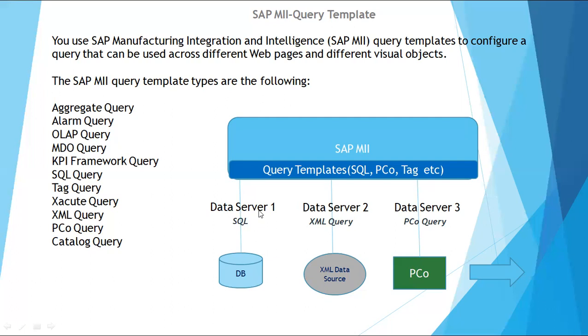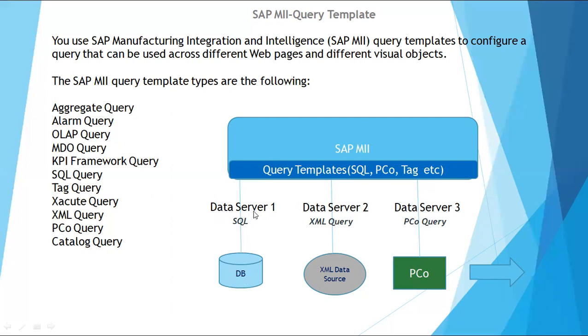Which type of query can you create on data server 1? You can create only a SQL query on a database, because a database supports only SQL queries. So you can write a SQL query to communicate with your source system. Whenever you write a query template of type SQL in the SAP MII workbench, you will be able to see the data server that you have created. Select this data server and you can write your SQL query.